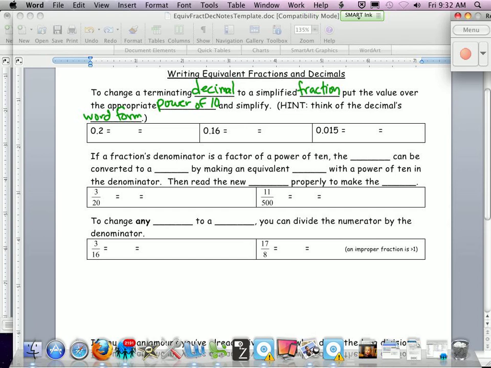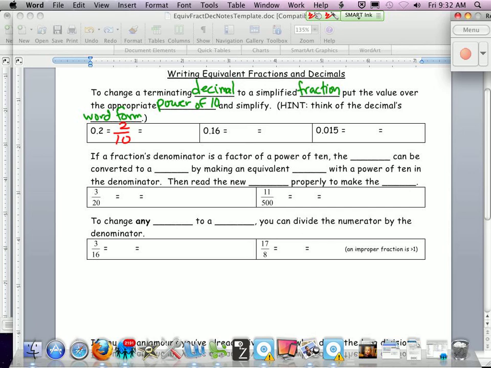So we might say 0.2 for that first one casually. You know, we're just chilling, hanging out. But if we were going to formally write that, what's the word form of this number here? Sir? 2/10. 2/10.